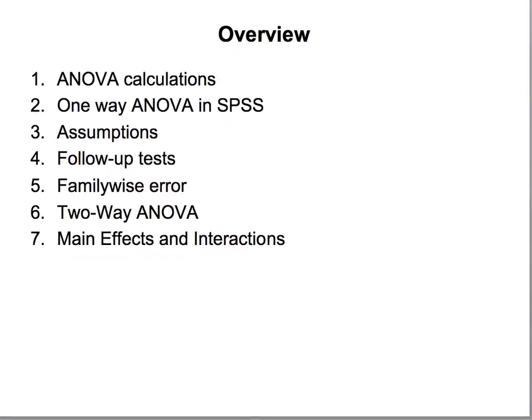Now, we have really 7 main topics. 1, what is ANOVA and how do we calculate it? You're not going to have to do math necessarily on the exam, some minor math, but really it's more about conceptually what's going on. Then we're going to talk about a one-way ANOVA in SPSS, but again, we're just going to look at the output. You guys won't have to work with it at all. We'll talk about the assumptions to the test. We'll talk about follow-up tests, family-wise error, two-way ANOVAs, and main effects and interactions, which is really something that gets interesting in two-way ANOVAs. So this is the rundown of the things you need to know about.